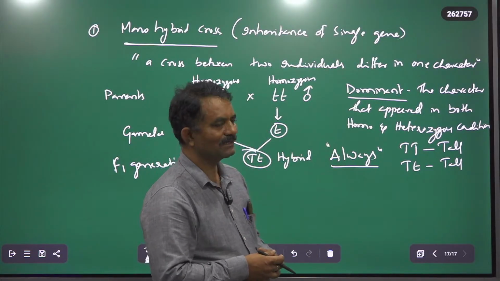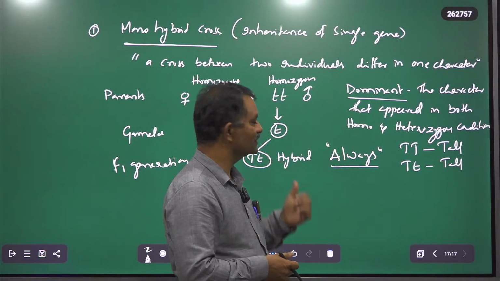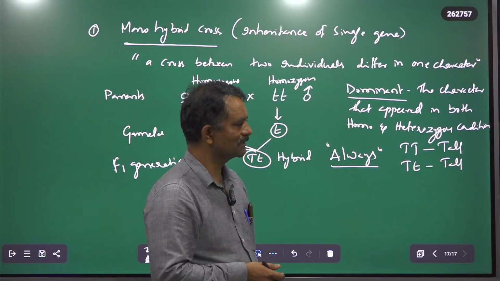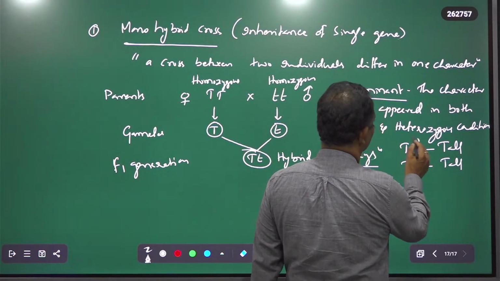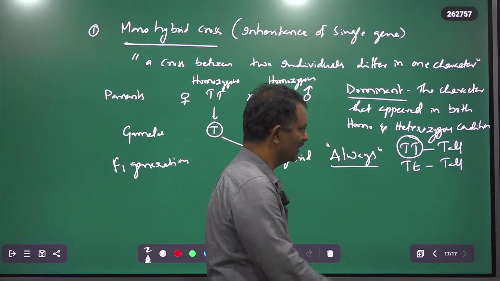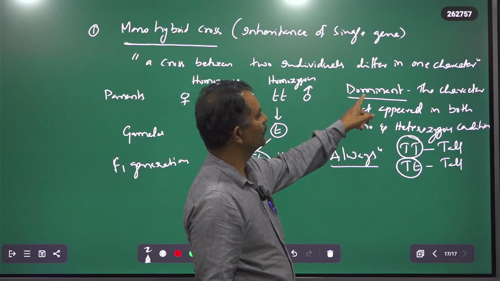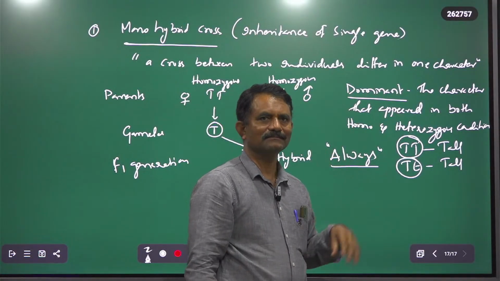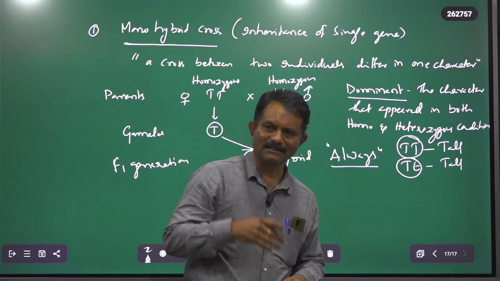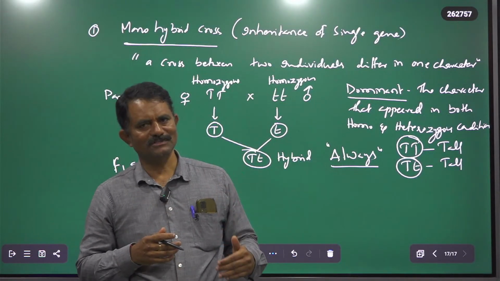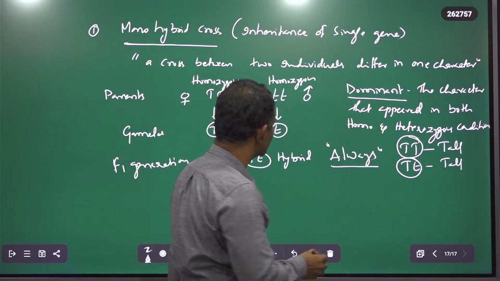So only the dominant character appeared in the F1 generation in hybrid condition. That is why, in both homozygous and heterozygous conditions, only the dominant character appears. The dominant character is the one that appears in both homozygous and heterozygous condition. Now, what about recessive?